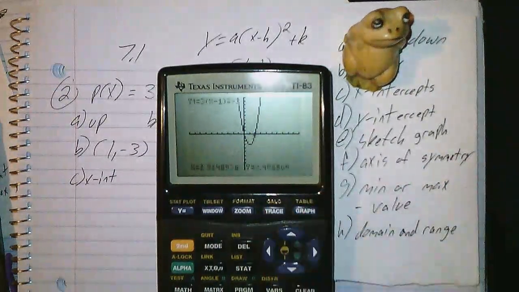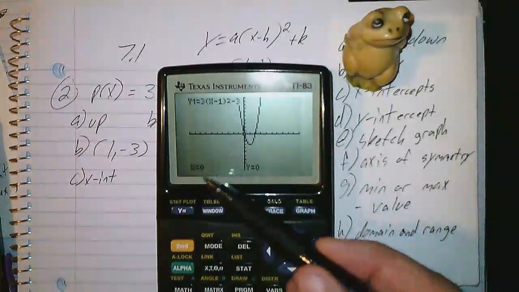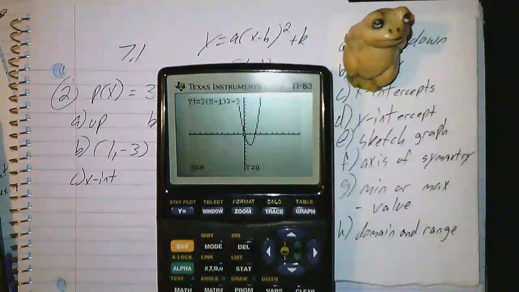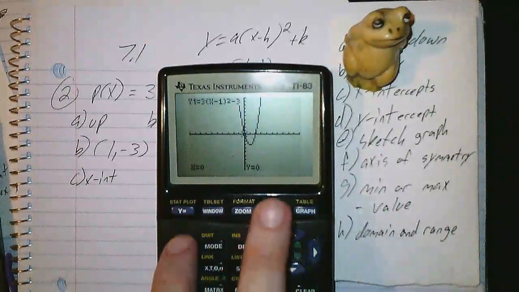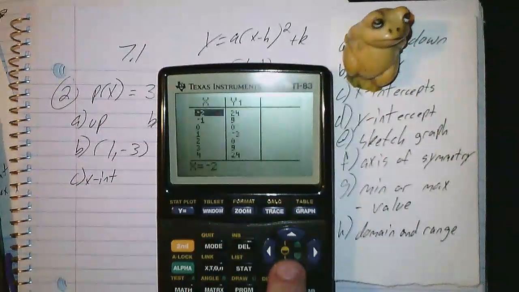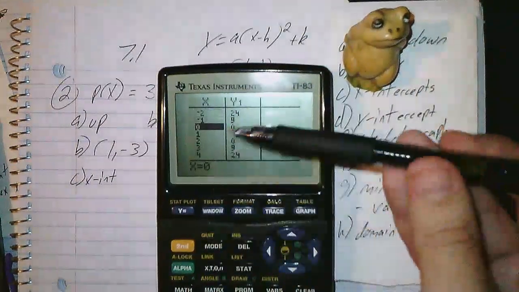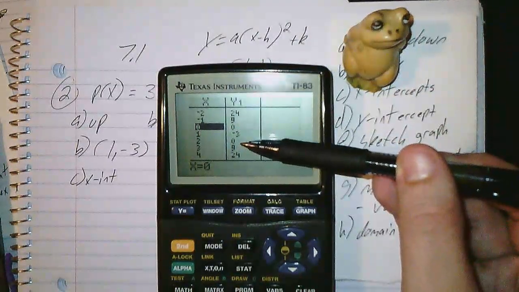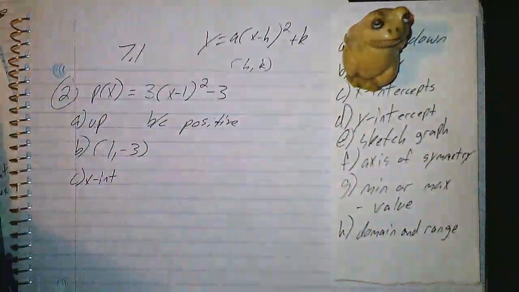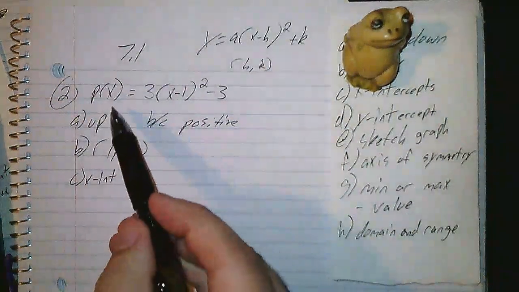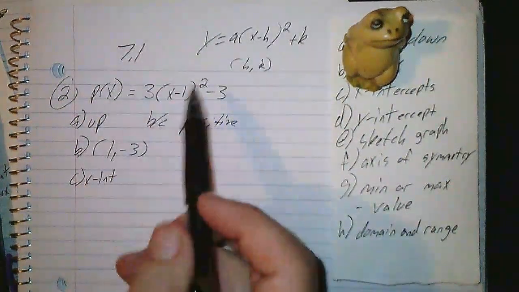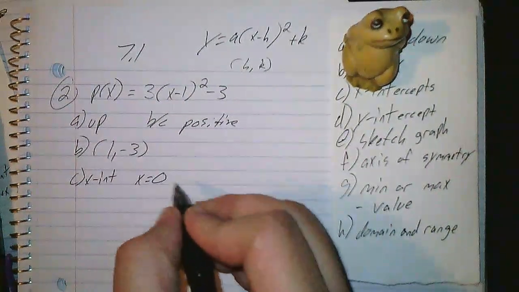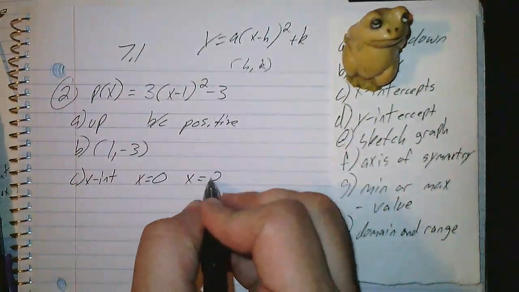And then at 0, 0, that's another intercept. Of course, you could go to the table, and wherever y is 0 is an x-intercept. Or you could change y to 0 and solve it algebraically, but it's easier to do it this way.